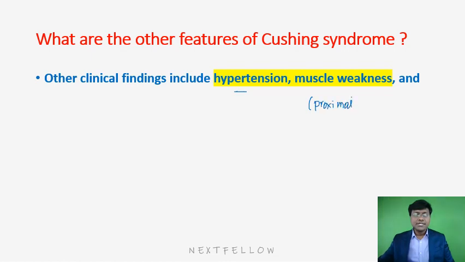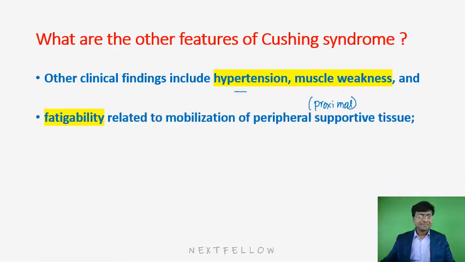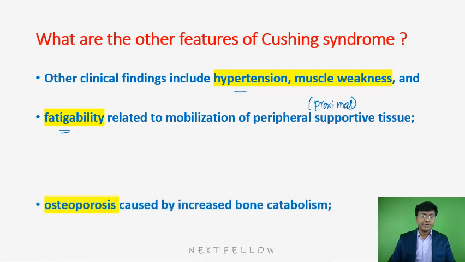That is because the steroids, when they are produced in excess quantity, will cause proteolysis. They will cause the breakdown of the proteins, and because of which there will be proximal muscle weakness. The proteins in the body are mainly localized within the muscle. So there will be muscle breakdown, resulting in muscle weakness. Then there will be fatigability related to mobilization of the peripheral supportive tissue.